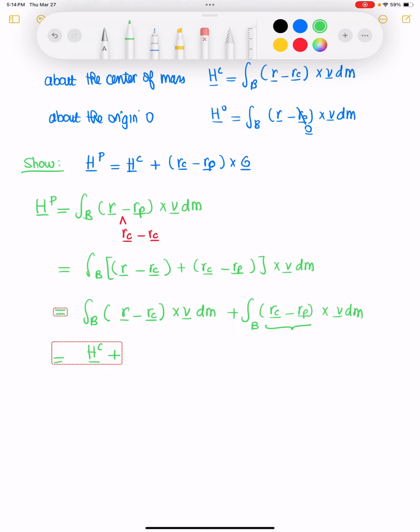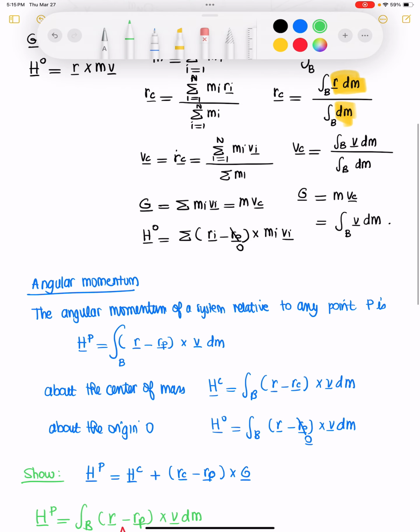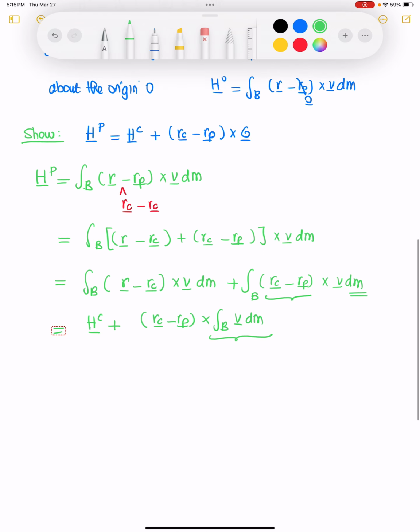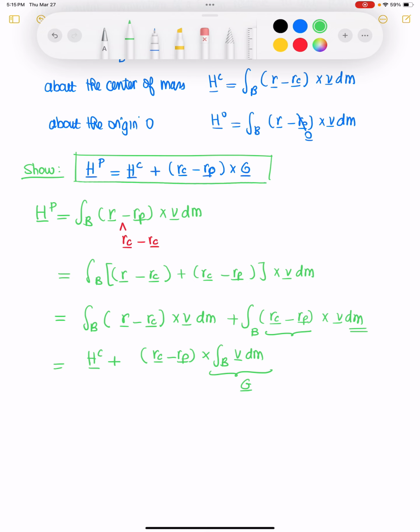r_C minus r_P does not depend on the differential mass dm, so I can just take that outside the integral with the cross product, and I'm crossing that with the integral of v dm, which is none other than our friend over here, the mass of the system times the velocity of the center of mass, or the linear momentum of the system, G. The total mass times the velocity of the center of mass. So hence I've shown that H_P is H_C plus the position vector from P to C crossed with G.